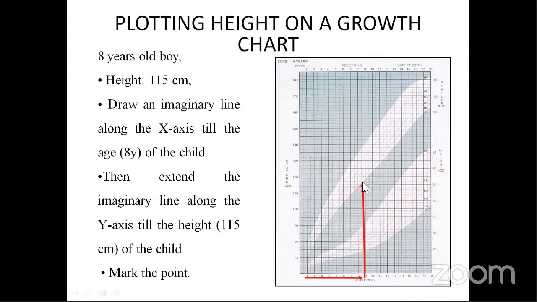Just when you have marked it, look at the centile, beyond which centile it is falling. If it is less than the 3rd centile, then it is abnormal. Or if it is falling less than -2 standard deviation, then that is abnormal.